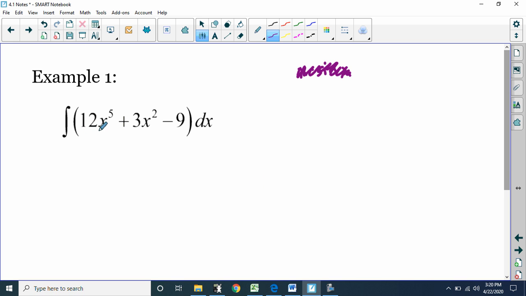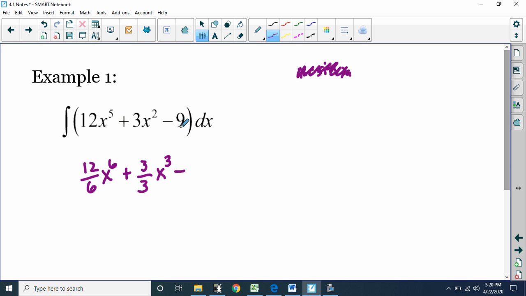So in this case, I have 12 times x to the 5th. X to the 5th is a power, so we can use the power rule. We are integrating, so we want to find something that has a derivative of 12x to the 5th. We add 1 to the exponent and divide by that same thing.